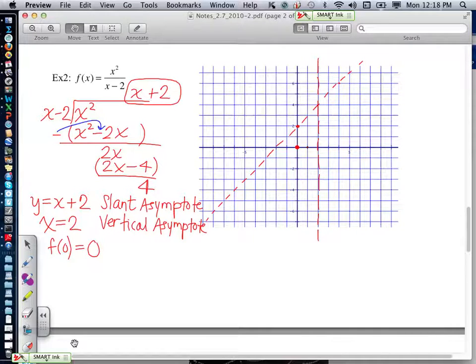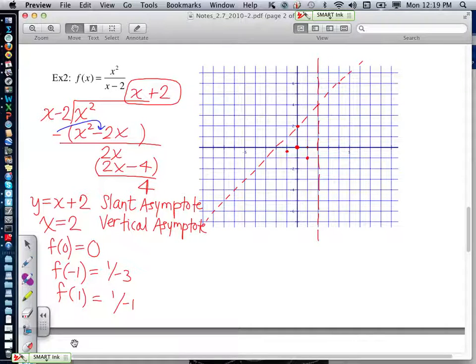All right, so now we have a big area there. Let's just start choosing some points. Since I have a point here, I'll look to the left and right of 0. So I'll look at f of negative 1, and I'll look at f of positive 1. When I plug in negative 1 to my original function, I get 1 over negative 3. And when I plug in positive 1, I get 1 over negative 1. So negative 1, negative 1/3 is about right here. Positive 1, negative 1 is about right here.